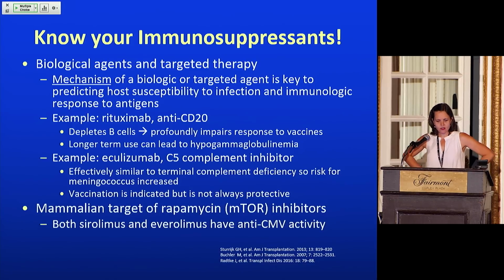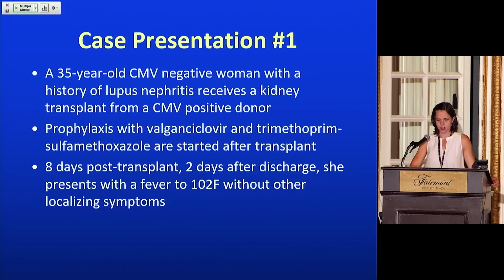So the last thing to know is that mTOR inhibitors, mammalian target of rapamycin, which includes sirolimus and everolimus, have anti-CMV activity, which is a great benefit of those drugs. So sometimes ID providers will ask, can you switch this person's immunosuppression if somebody keeps having trouble with CMV, to see if just this change in immunosuppression helps prevent that particular infection.